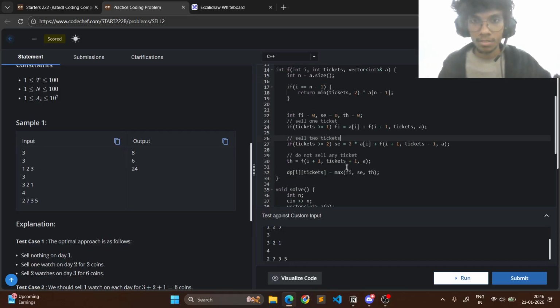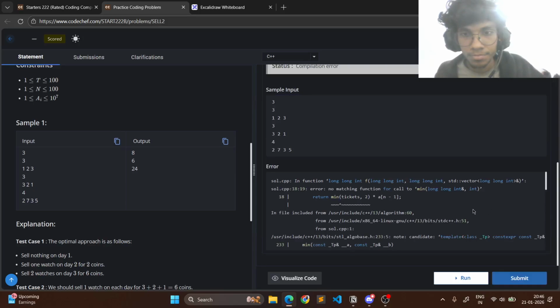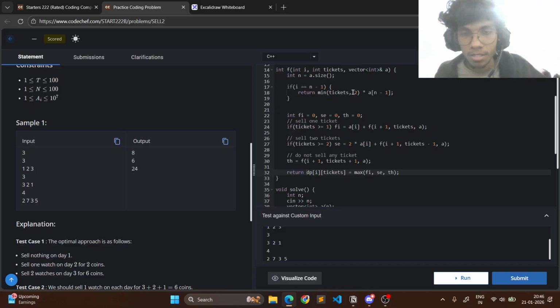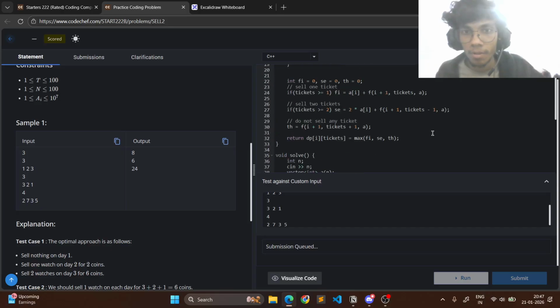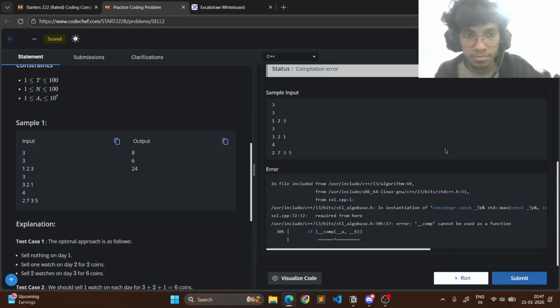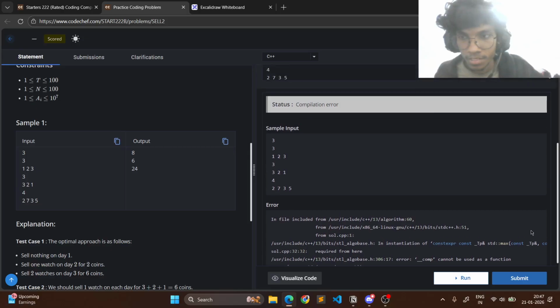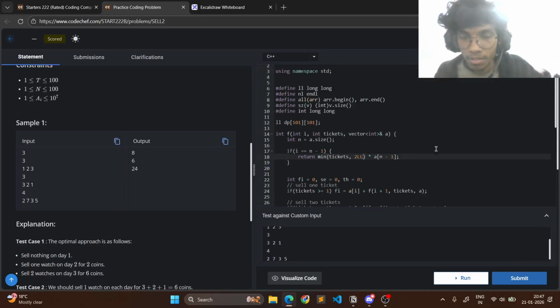And I think this is good. Okay, and we need to also return this thing. Oh man, okay, let's just take it as long long. What is this error? I may be comparing.